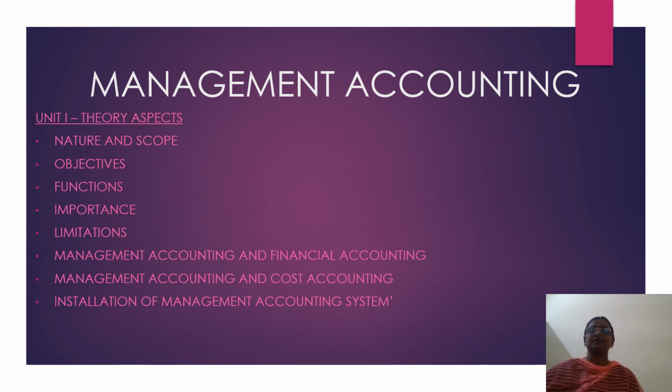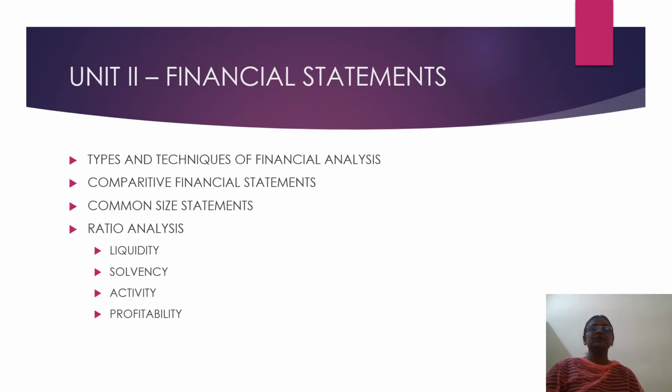So this is for the first unit. And the second unit normally will contain financial statement analysis. There are different financial statement analysis techniques, and the most important ones are comparative financial statement, common size statement, and ratio analysis. You have to concentrate on comparative financial statement and common size statement for part B. Only sometimes it may be asked in part C. And for ratio analysis, you have to give importance to part C.